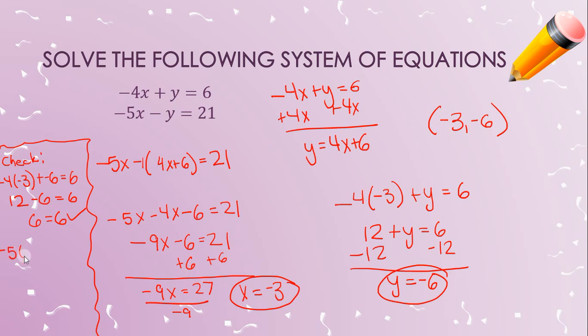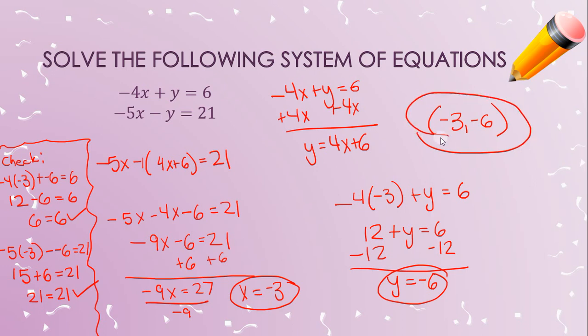Negative 5 times negative 3 minus a negative 6 equals 21. Because there's a minus there, and I still have a minus with that 6. Negative 5 times negative 3, that gives me a positive 15. Two negatives there, I get a positive 6. 15 plus 6, that is 21. Checks out. I have found the answer to my system.